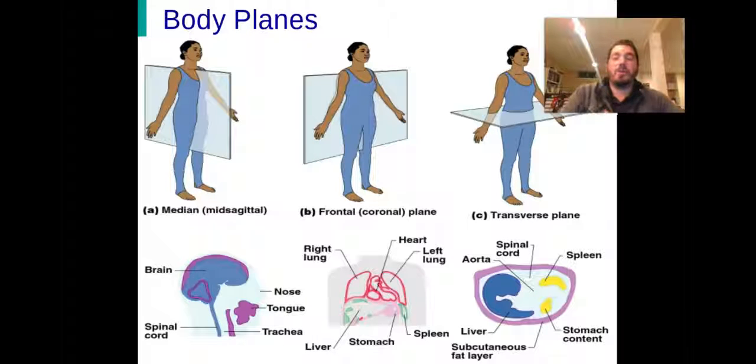All right. So body planes, right? Not how do we get on an airplane, but how do we chop things up and look at things at different levels? So we'll have three major ones that we'll talk about. The first is the mid-sagittal, or median, or midline plane, right?